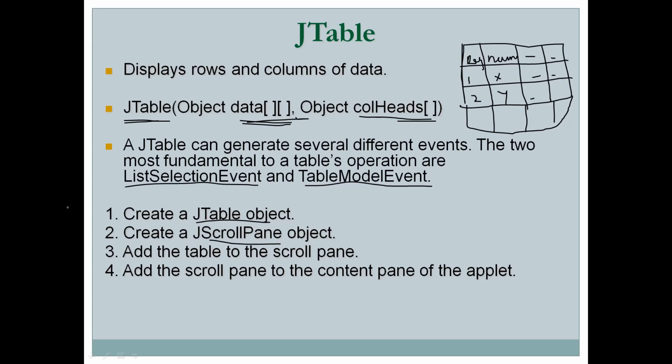So we are creating a JScrollPane here, and then the JTable is added to the scroll pane, and lastly add the scroll pane to the content pane of the applet. So first we are creating a table like this. So this is our table.